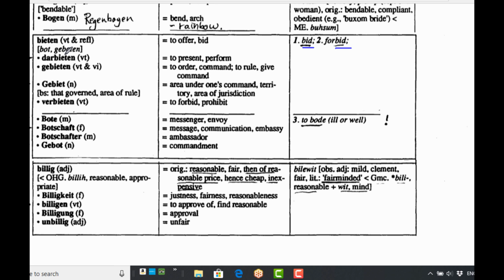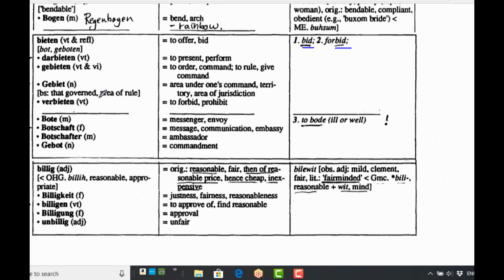So darbieten, to present, das Gebiet, a very common word, and you can use it like the area of your studies, the area of a town, the realm of something. So it's very common, but its fundamental meaning is that which is governed, or that's under one's command, das Gebiet.